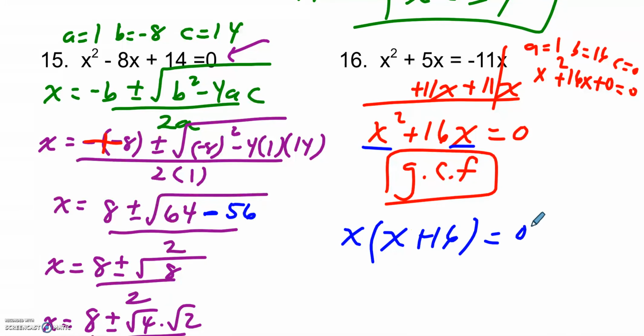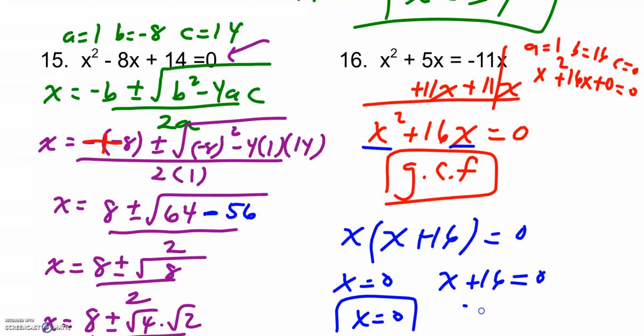And then if you use the zero product property and say that x equals 0 for one equation and x plus 16 equals 0 for the other, you more quickly get two final answers of x equals 0 and x equals negative 16. Yes, you would get 0 and negative 16 with the quadratic formula also, but that is so much more work than you need to do.